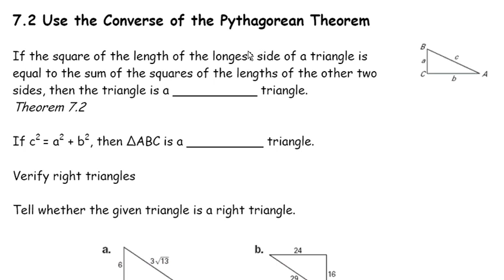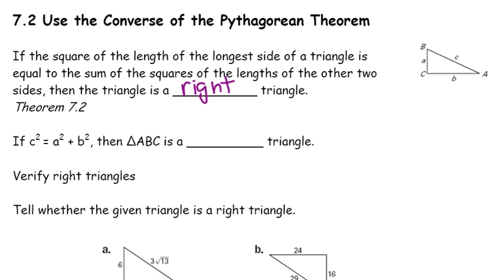All right, let's talk about the converse of the Pythagorean theorem. So the Pythagorean theorem basically states if a triangle is a right triangle, then c squared equals a squared plus b squared. Well, the converse of anything flips the if and the then, which means that the converse of the Pythagorean theorem states if the square of the length of the longest side of a triangle is equal to the sum of the squares of the lengths of the other two sides, then the triangle is a right triangle.